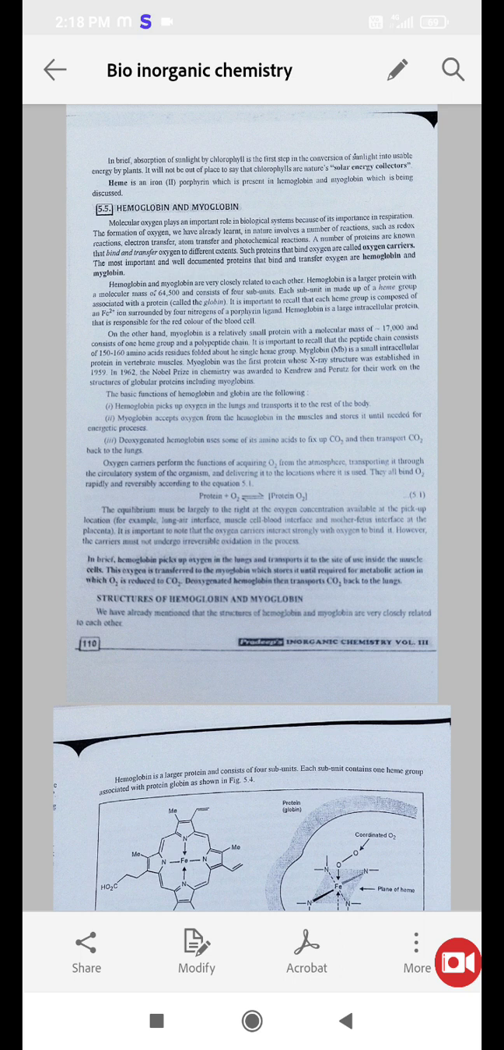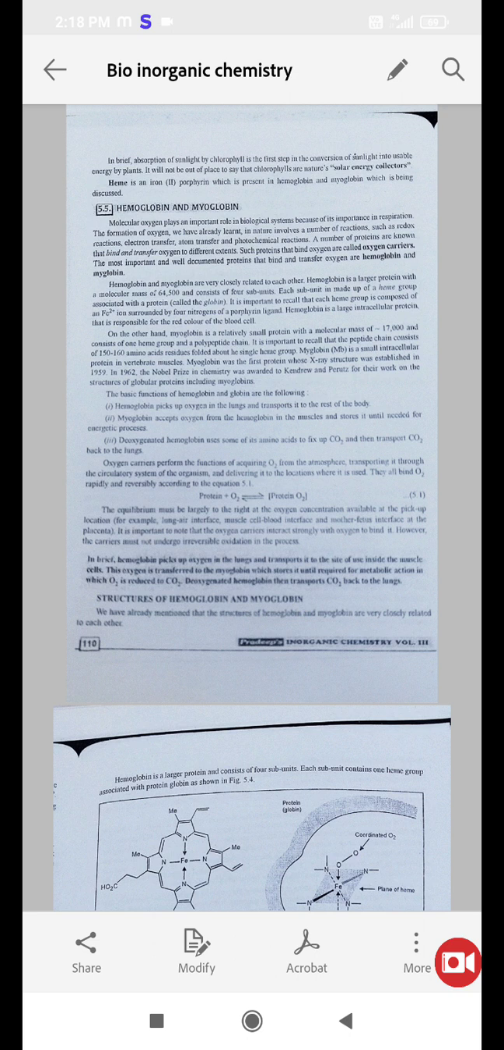In brief, hemoglobin picks up oxygen in the lungs and transports it to the site of use inside the muscle cell. This oxygen is transferred to the myoglobin, which stores it until required for metabolic reactions, in which O2 is reduced to water. Deoxygenated hemoglobin then transports CO2 back to the lung. Structure of hemoglobin and myoglobin.